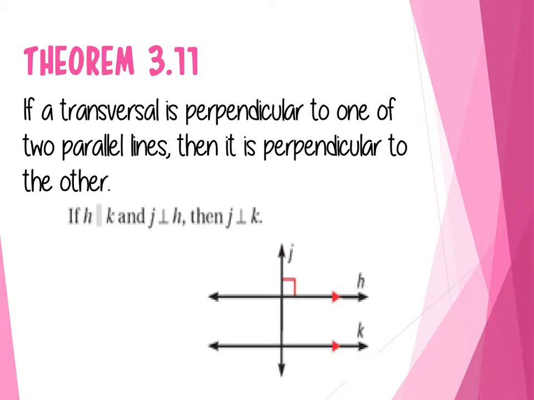3.11 says if a transversal is perpendicular to one of two parallel lines, then it is perpendicular to the other. So we already know this for parallel. That was the parallel transversal, the transitive property of parallel lines. This is now perpendicular.